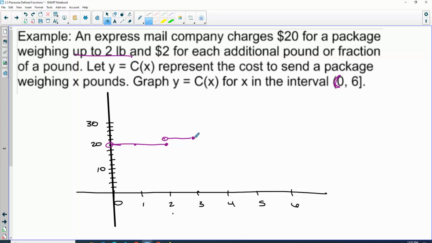So if it weighs 3 pounds, I'm still at $22. But as soon as I go over my 3 pounds, what do I pay? 24. The cost goes up another $2. And we'll stay at that until we get to 4. And then after 4, we would go up to 26 until we get to 5. And after that, we would go up to 28 until we get to 6. I need Leela and Brennan. So that one, we weren't writing an equation, we were just drawing a graph.